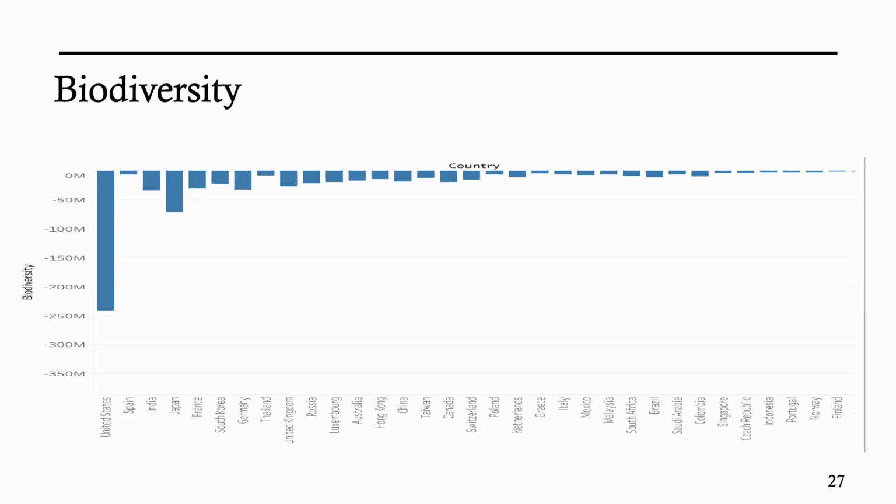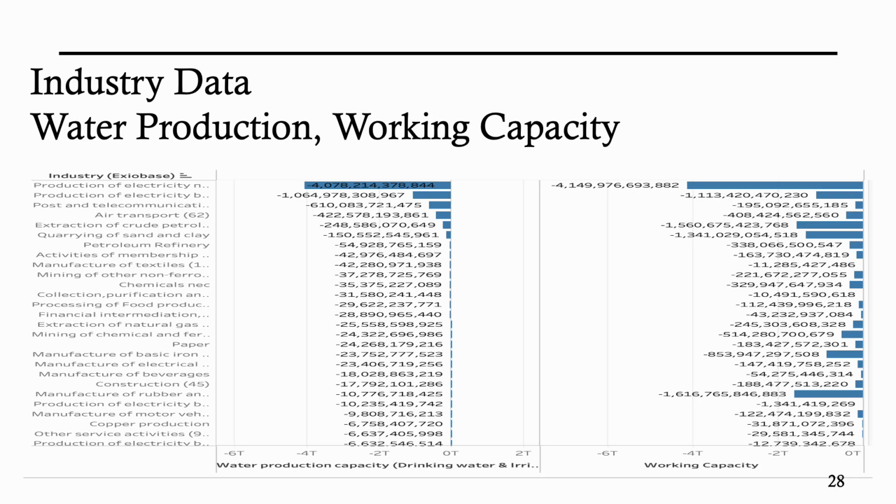Biodiversity is represented here for each country that is listed, and biodiversity means the land use and toxicity and how this is represented in the environment. Industry data is also represented here. Water production and working capacity. Production of electricity is the highest industry here of water production capacity and working capacity. This is climate change, air pollution, and land use.